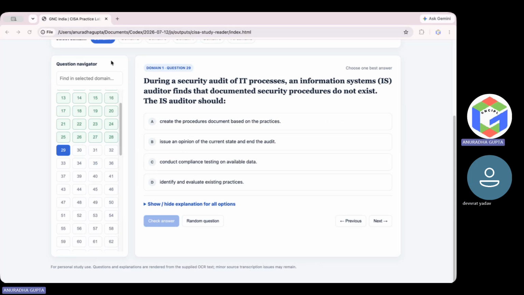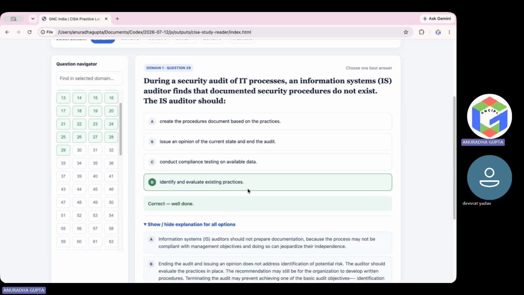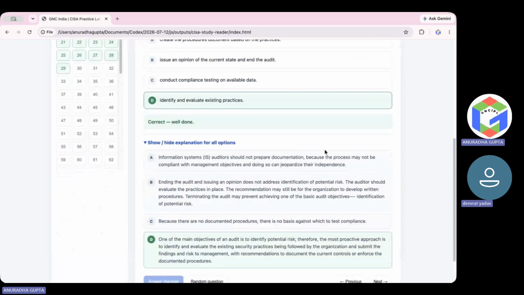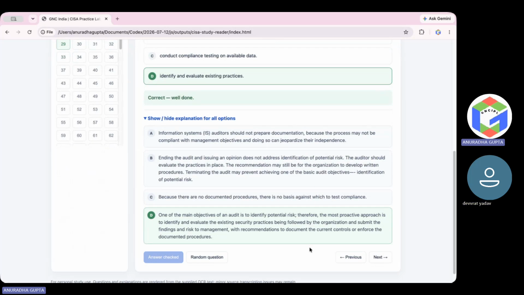Okay, let's check what is the best option. Yes, D is the correct one. But that was my logic. What is this identify saying? Identify and evaluating existing practice. One of the main objectives in our audit procedure is to identify potential risk. Therefore, the proactive approach is to identify and evaluate the existing security practice being followed by the organization and submit the findings and risks to the management with the recommendation to document the current control or enforce the documented procedures.